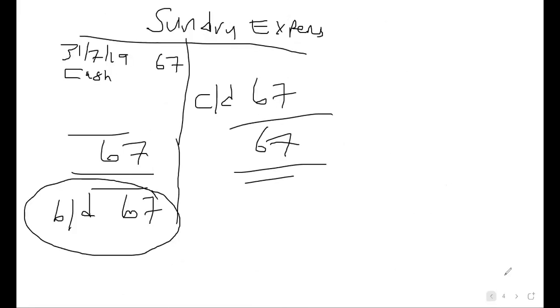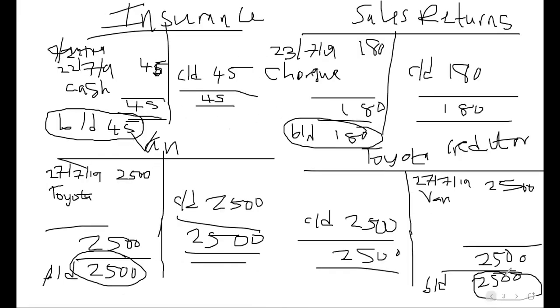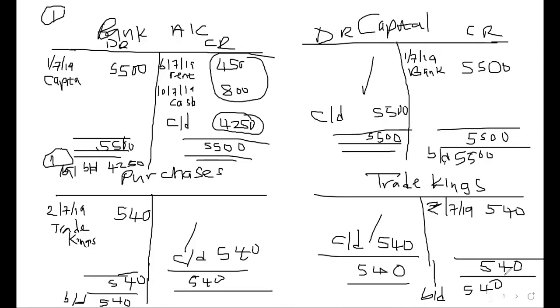Okay, I'm sure people followed. So it's just a matter of balancing up the accounts. You bring down the accounts, but you use the balance brought down figures. Use the balance brought down figures to take them to the trial balance.